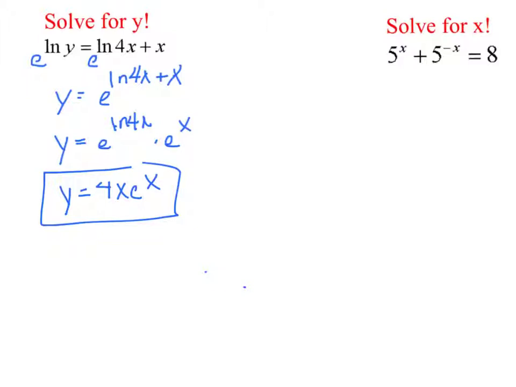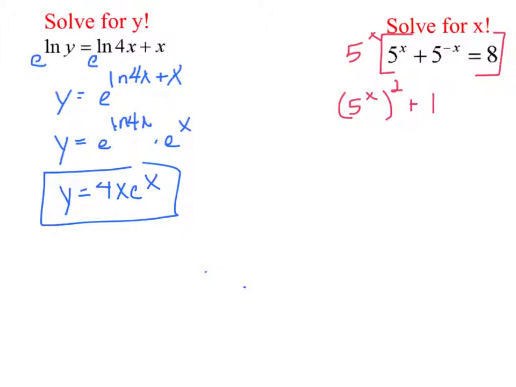Now there's one other problem. 5 to the x plus 5 to the negative x equals 8x... We have to use logs, but we're going to take some time to get to it. The first thing we need to do, bear with me because this seems strange, is we're going to multiply everything by 5 to the x. 5 to the x multiplied by 5 to the x is 5 to the x squared. Okay. 5 to the x multiplied by 5 to the negative x is actually 1.